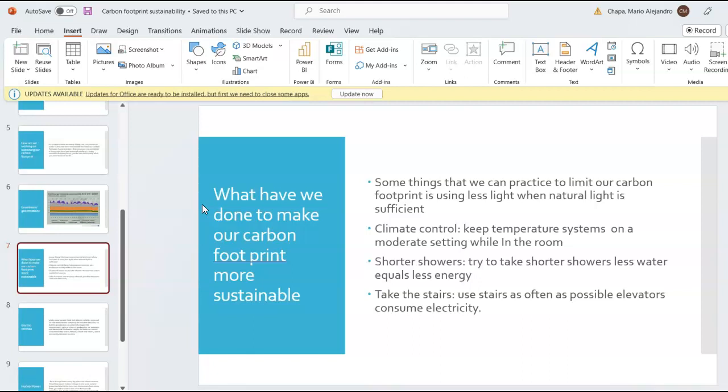Take the stairs. Use stairs as often as possible. Elevators consume electricity. However, we do not consume electricity, so that would be more beneficial to the environment.